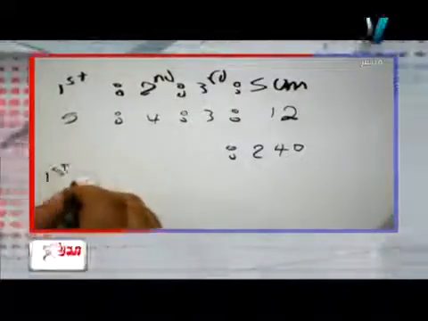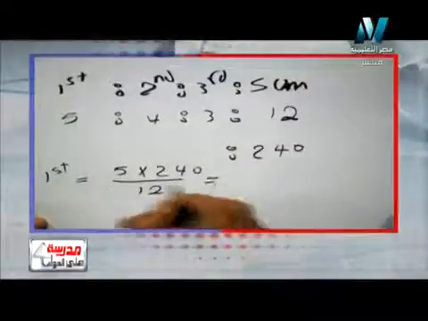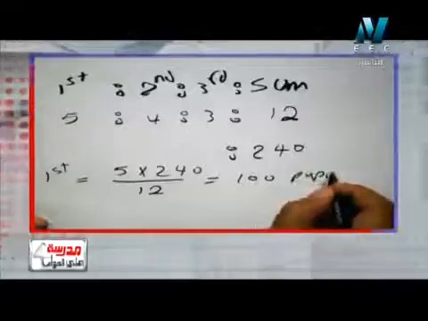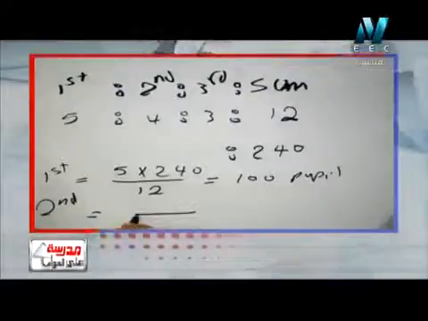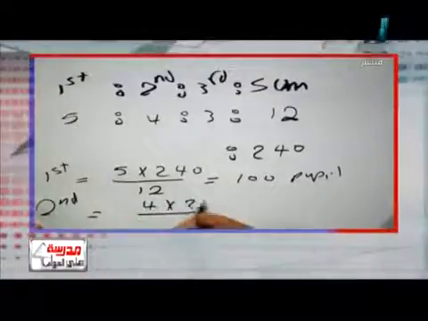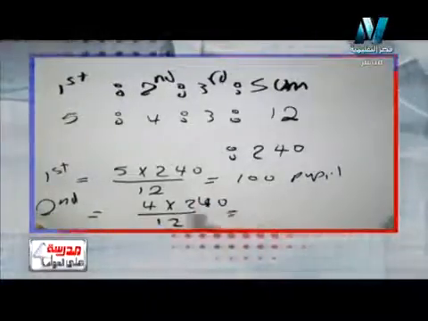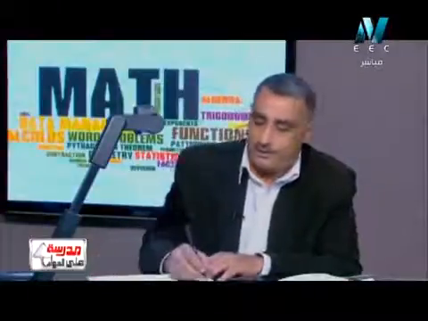Together. 5 times 240 over 12, the result will be 100 pupils. The second grade in the same way: 4 times 240 over 12, which is 80 pupils. And the third one in the same way: the third grade equals 3 times 240 over 12.